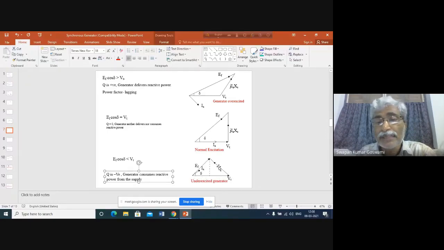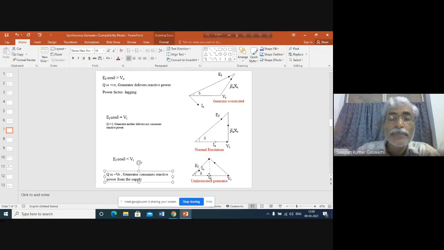this is the vector JIA axis. So what will be the direction of IA? This will be the direction of IA. Now you see that IA is leading VT. When IA is leading VT, obviously the power factor has to be leading. That means as if the load that is there is appearing as a capacitive load. That's why it is leading.